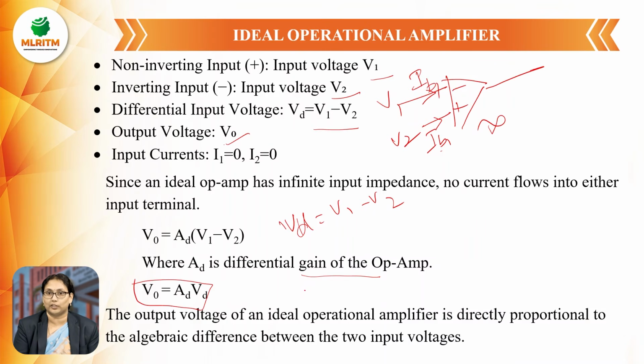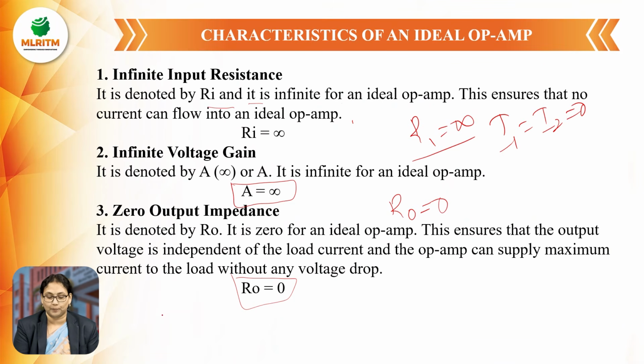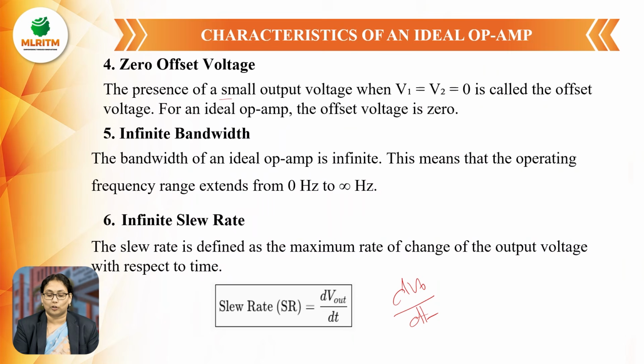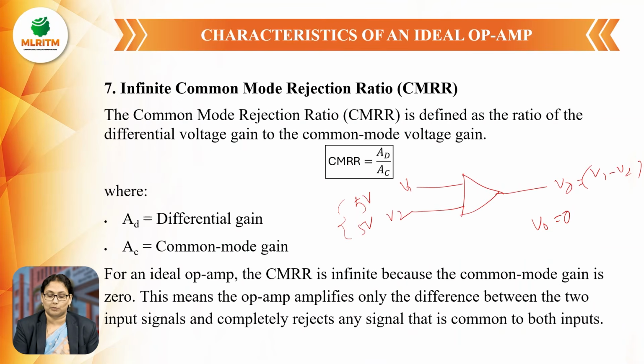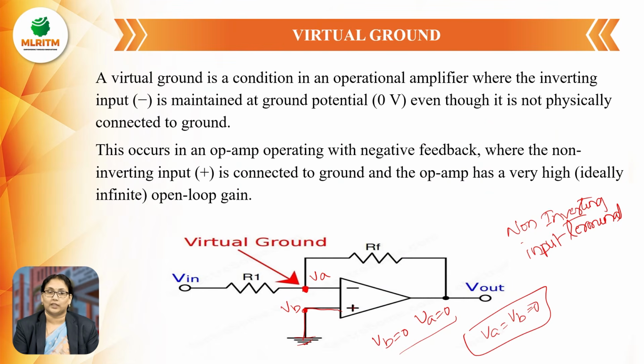Next, there is a symbol for the operational amplifier and the output voltage equation: V0 is equal to AD into VD. VD is the differential voltage, AD is the differential gain. The characteristics of the ideal operational amplifier are infinite input resistance, infinite voltage gain, 0 output resistance, 0 offset voltage, infinite bandwidth, infinite slew rate, and infinite common mode rejection ratio.